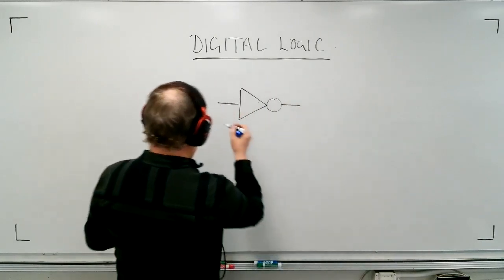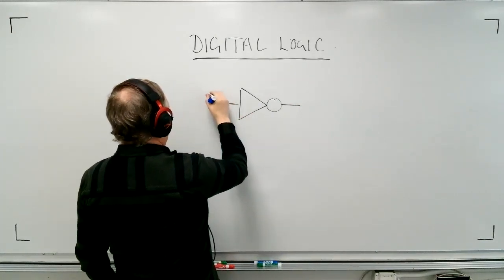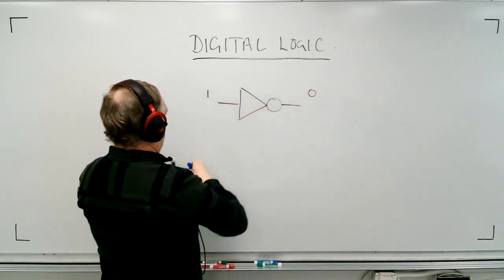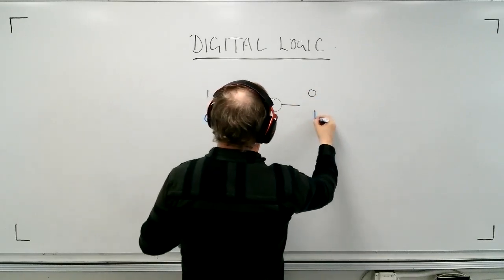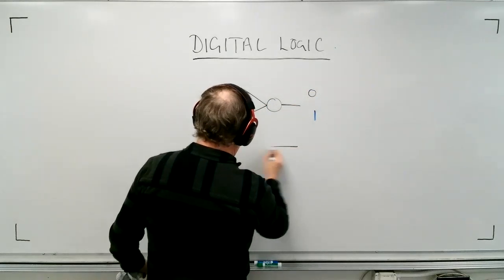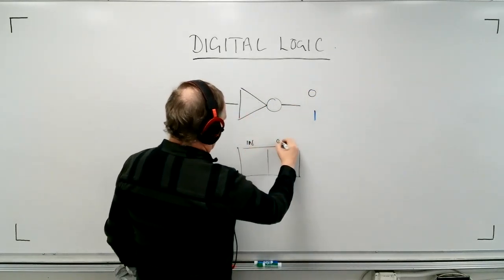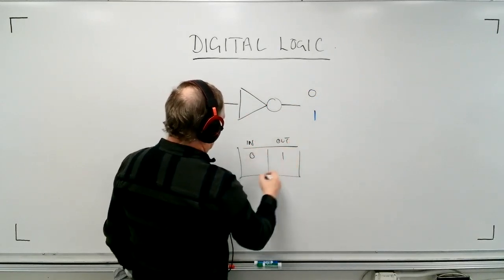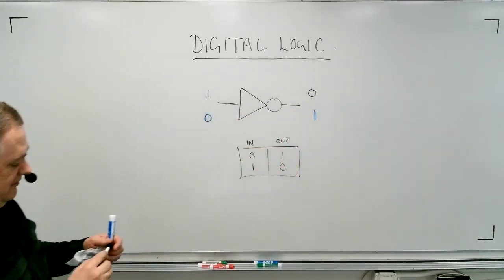So let's look at it this way. This is a 1, that means this is a 0. This is a 0, that means this is a 1. And so there's not much of a truth table for this. It really just looks like this. And we would say in and out. We could have 0 in and we get 1 out, or we could have 1 in and we get 0 out. That's literally the truth table for this device.